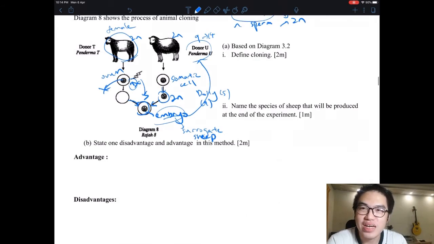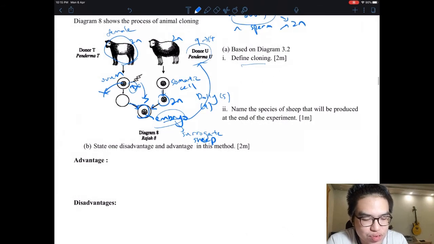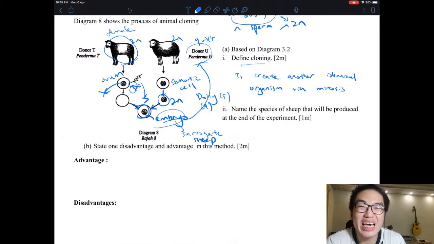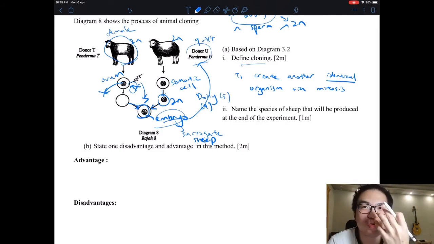All right, so let's look at the question. Define cloning. Cloning is to create another identical organism via mitosis. The keyword is identical, exactly the same. There's no variation. Imagine I were to clone 1,000 of me, 1,000 of me will look the same. You will have 1,000 Eddies.